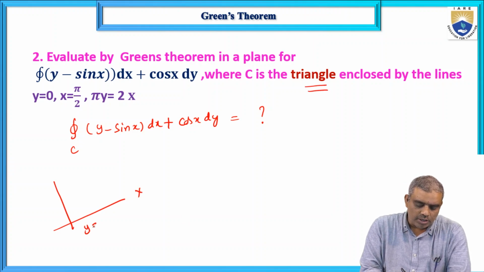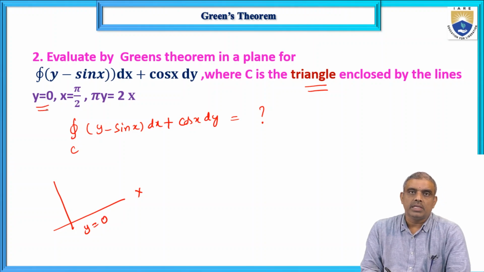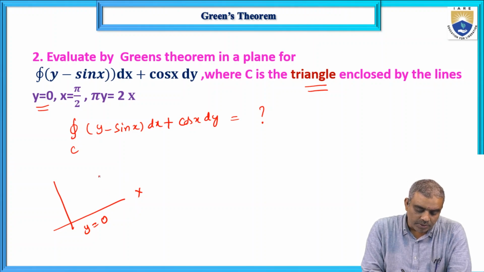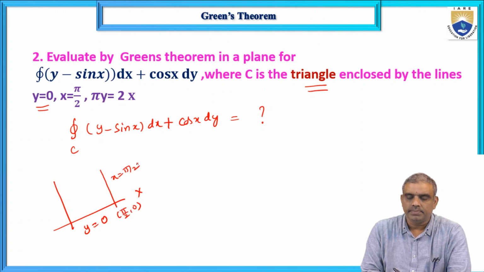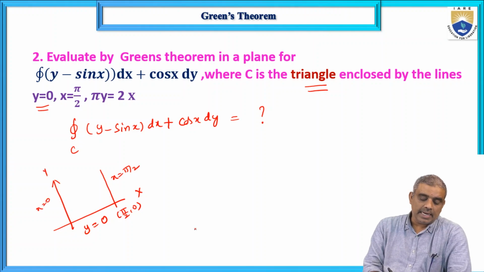Y is equal to 0, that means the x-axis. One of the boundaries is y is equal to 0, that is the x-axis. X is equal to pi by 2 means that is a line passing through pi by 2 comma 0. This is the line x is equal to pi by 2. This is the y-axis, which means x is equal to 0. And what is the other line given?